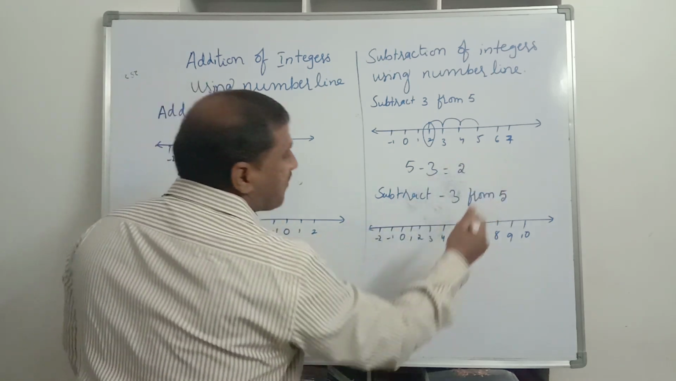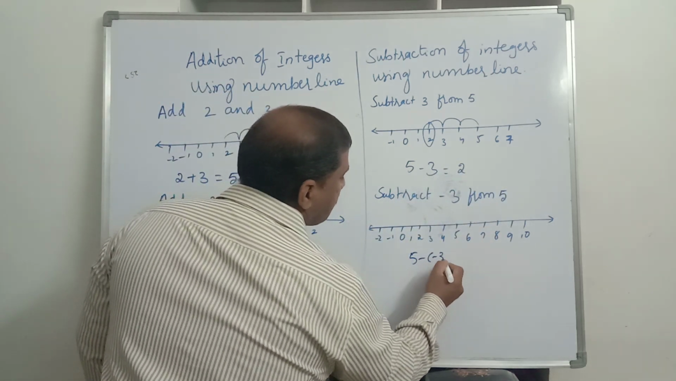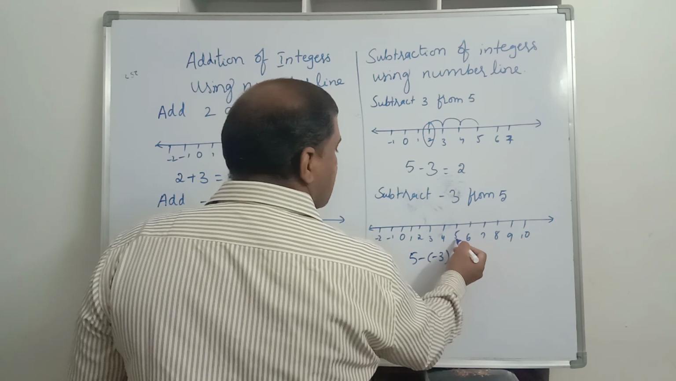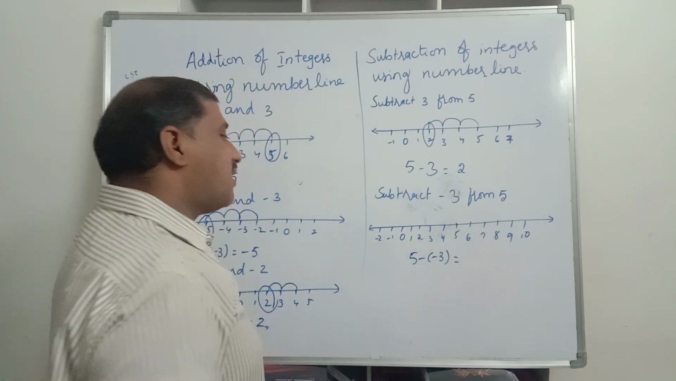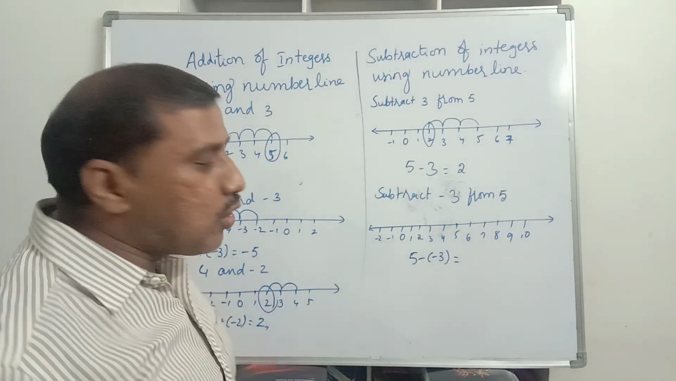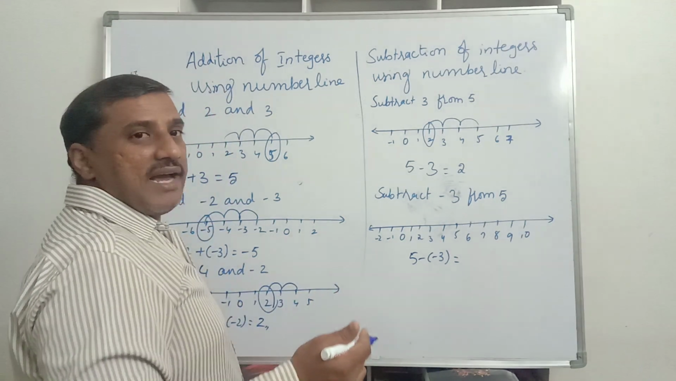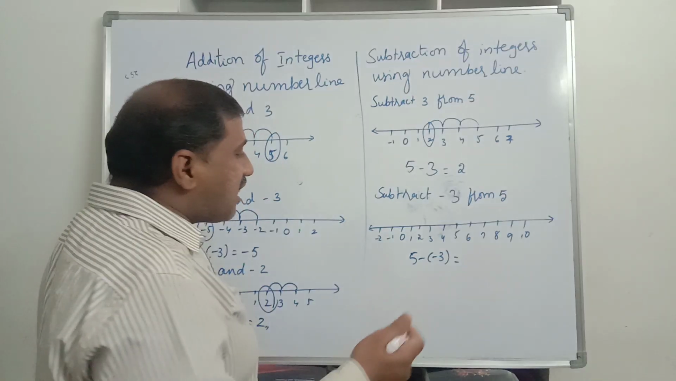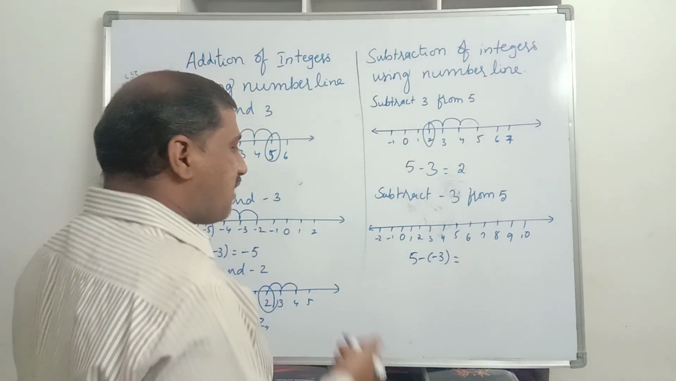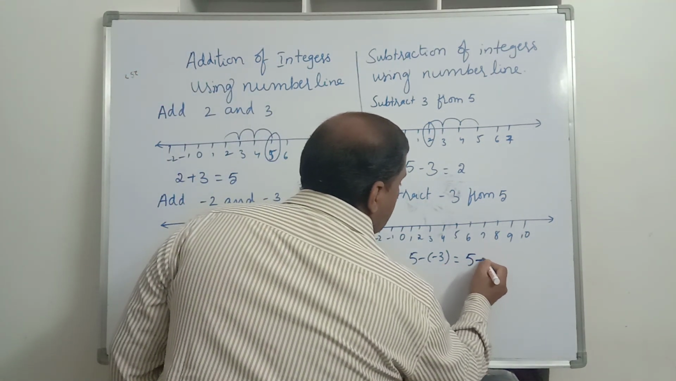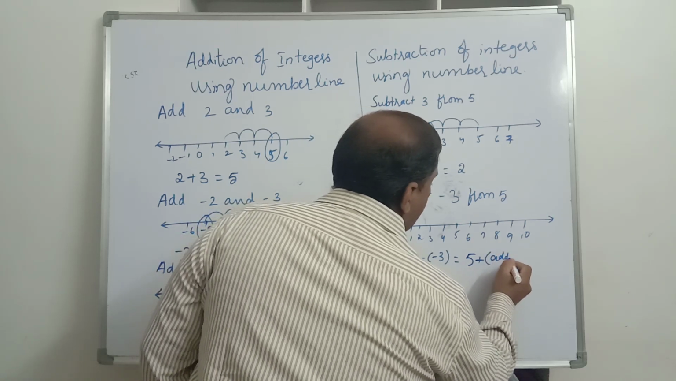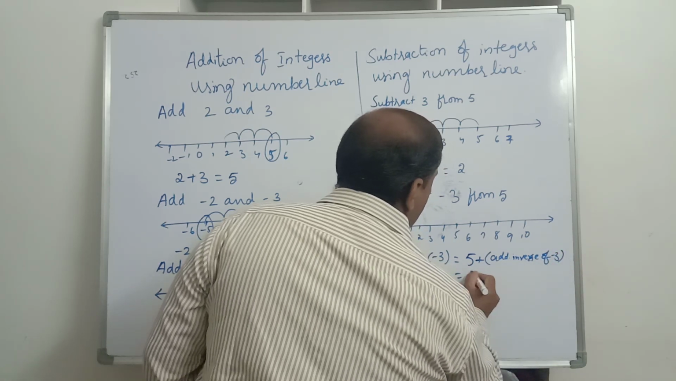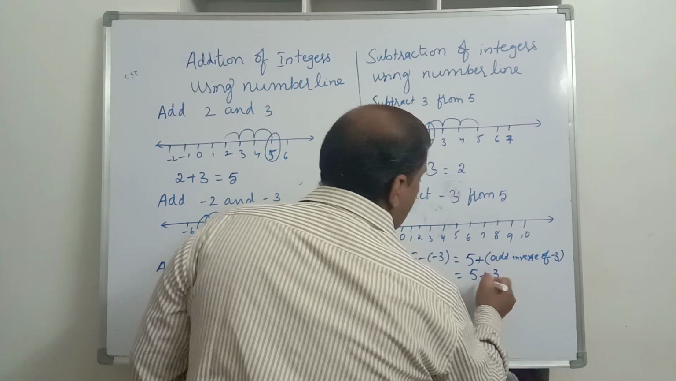Subtract minus 3 from 5 means 5 minus of minus 3. First locate 5 on the number line. This is 5. Then what to do? 5 minus minus 3. How do we subtract negative numbers? We do it by adding the additive inverse of minus 3. What is the additive inverse of minus 3? It is plus 3. So we are adding 5 plus the additive inverse of minus 3, which is 3. So 5 plus 3.